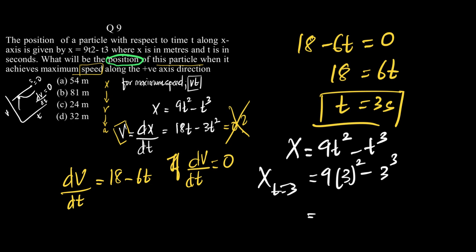which is basically equal to 9 into 9 minus 27. So we have 81 minus 27, which is basically 54 meters. So the correct answer would be option A, 54.